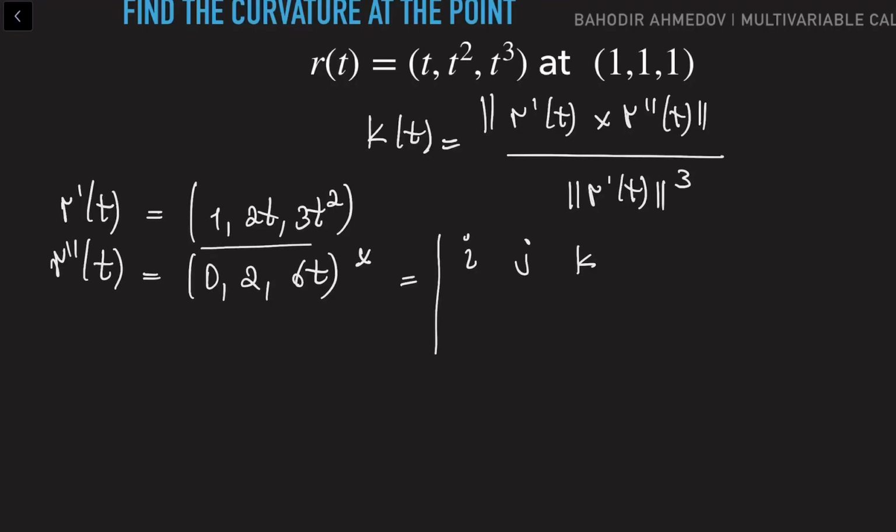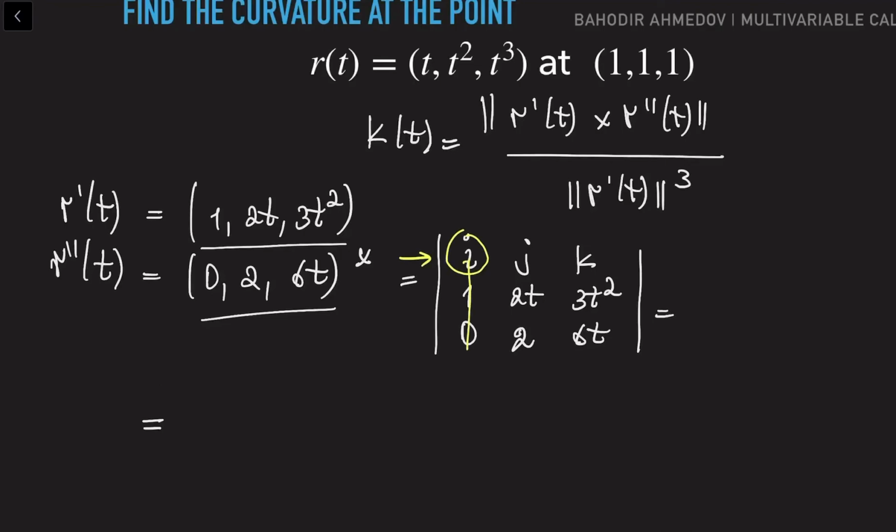Then we need to put the components of the first vector as the second row of this matrix. That is 1, 2t, 3t squared. Then we're going to put the components of the second vector as the third row of this matrix. It's going to be 0, 2, 6t. And we are going to find the determinant of this matrix by going through the first row, for example. We choose the first component and erase the column and the row where it is located. Basically, i is going to be multiplied by the determinant of the matrix which is left, which is going to be 12t squared minus 6t squared.